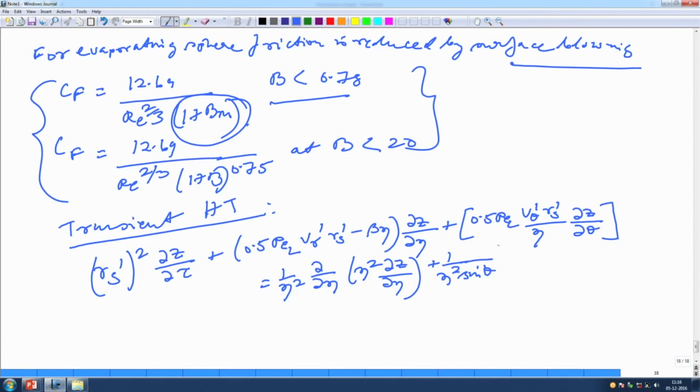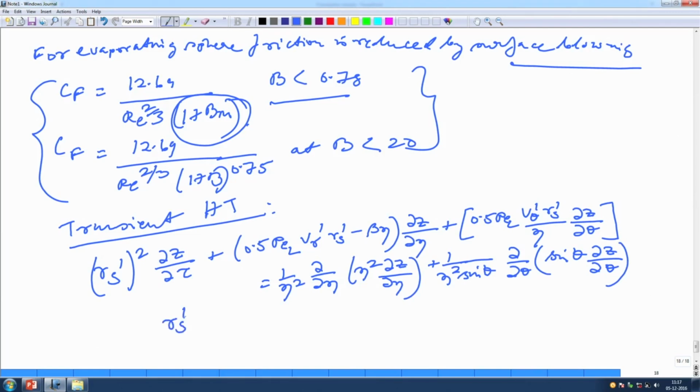Sin theta, complete spherical coordinates, got it? Long equation, nothing to be afraid of, it is a spherical coordinate. We have written basically the convective advective equation within the liquid phase.